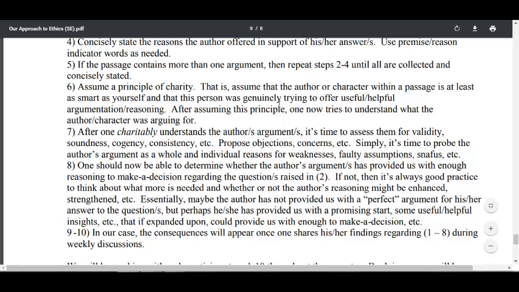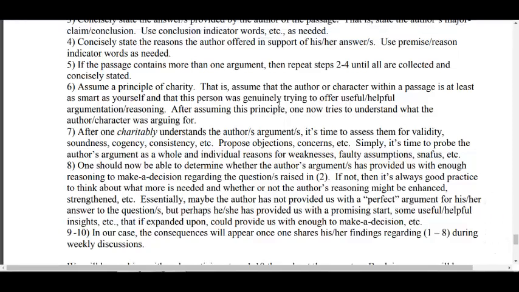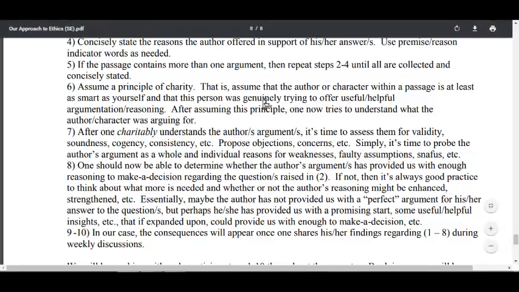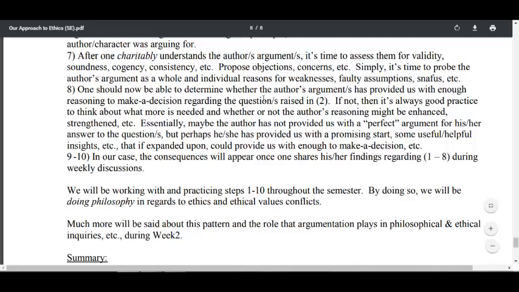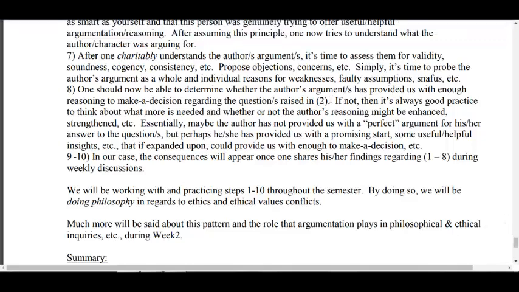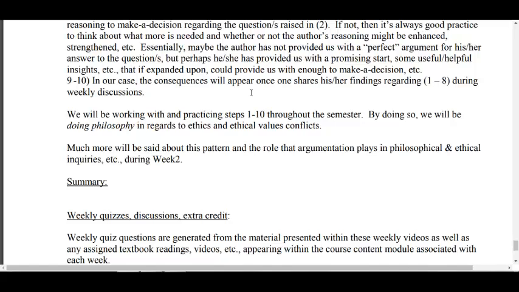These steps are what we will practice. I'm not going to go through and read all of them in this video. This video is already quite lengthy. But this is what we will be doing and practicing over and over again all semester. So read through it, think about it. Next week, we'll be expanding more on it.